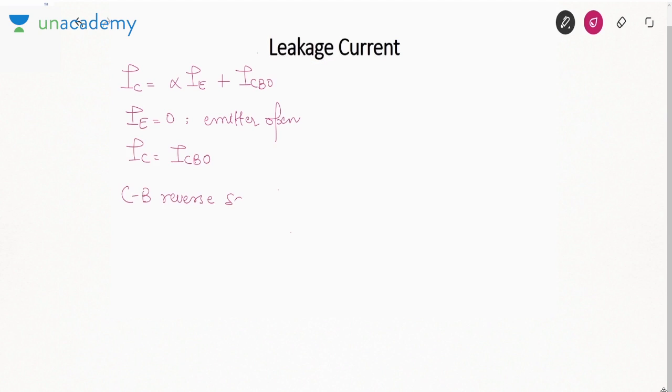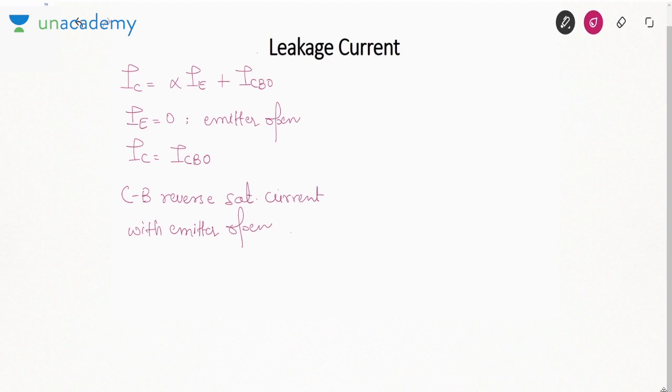Next, we talk about leakage current in a BJT. I know that collector current is alpha IE plus ICBO. Which means if IE is 0, that is, the emitter is open, then collector current is ICBO. It means the collector base reverse saturation current with emitter open.